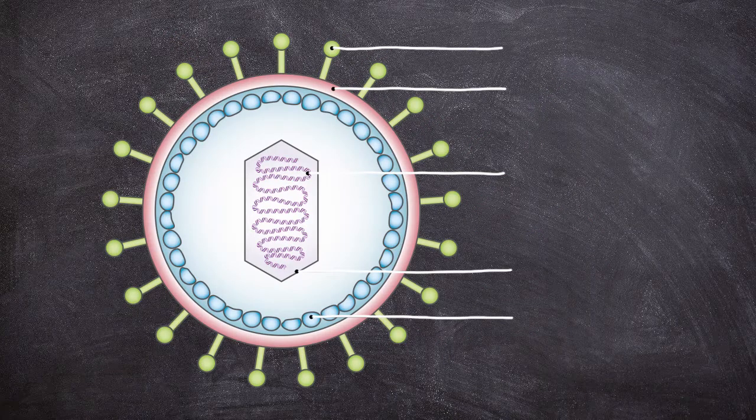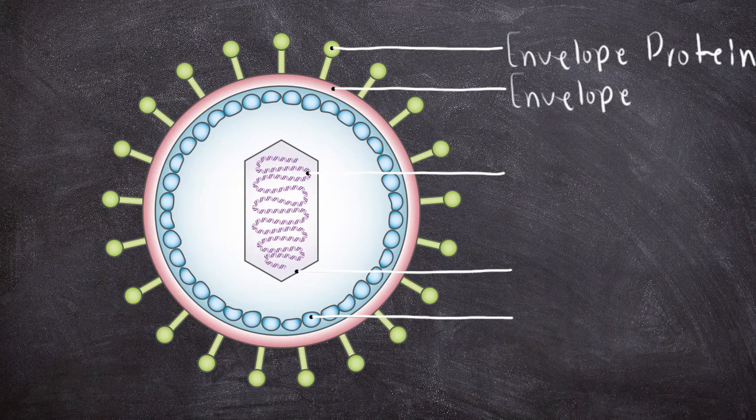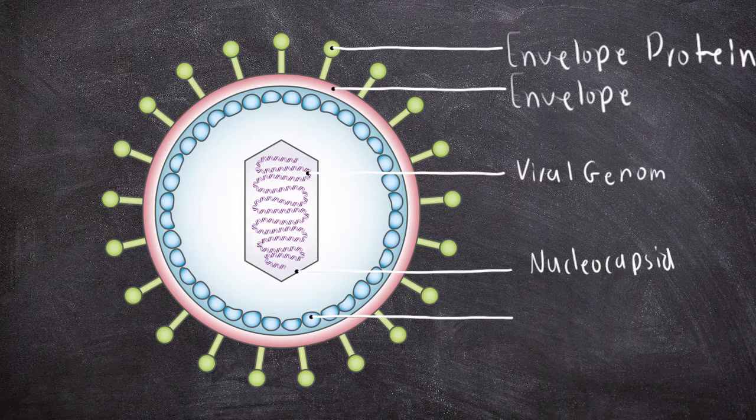Viruses aren't living cells, so they won't have any organelles. However, they do have an envelope protein and an envelope which make up the protein coat. Inside there's the viral genome, which can be made up of DNA or RNA, nucleocapsids, and at the end there's the viral tegument, which helps the viral DNA in replication.